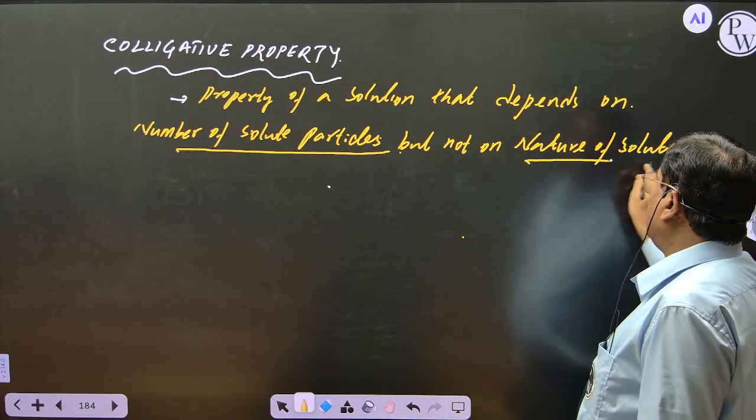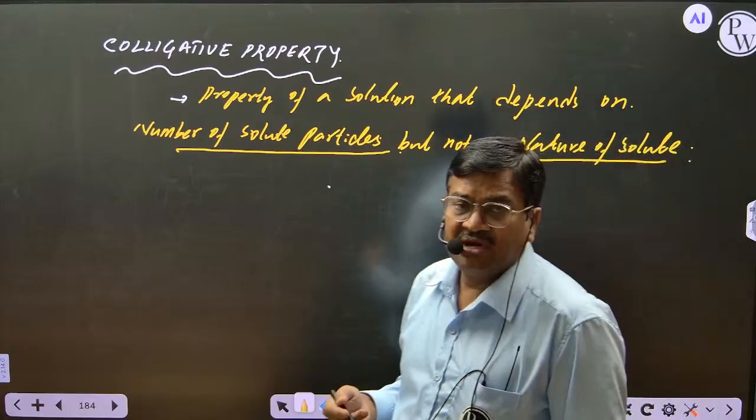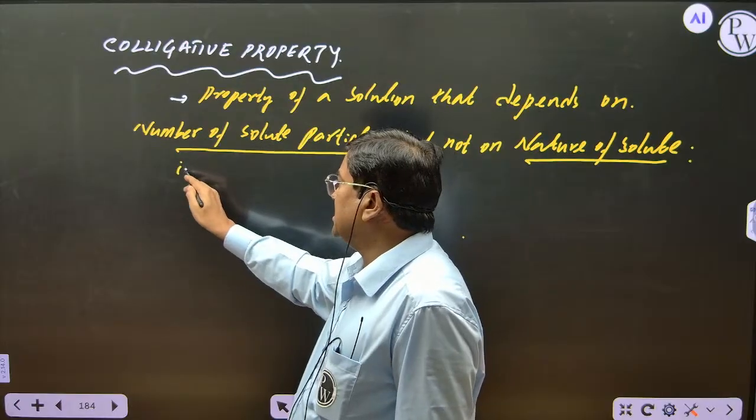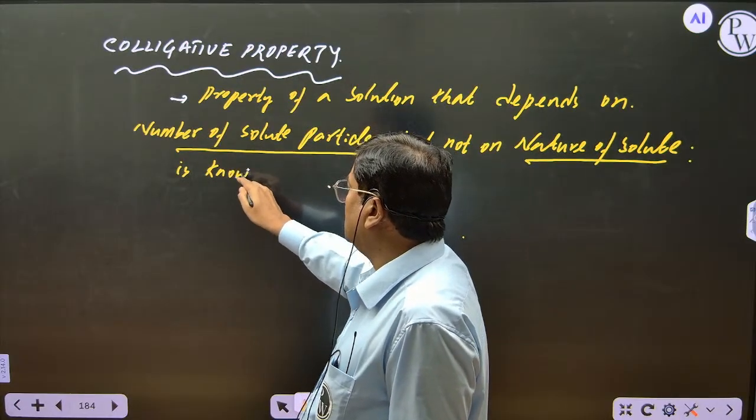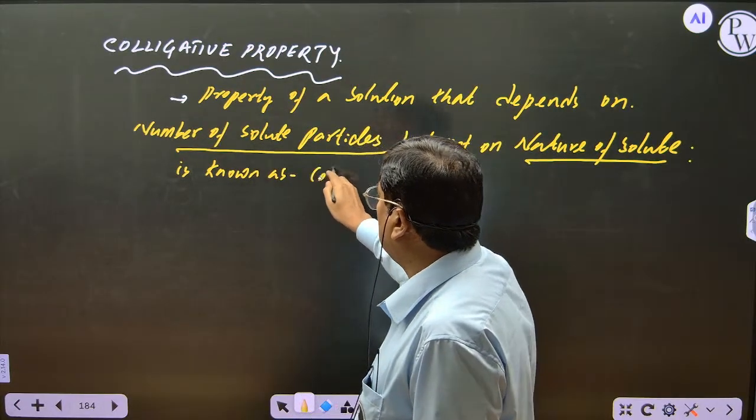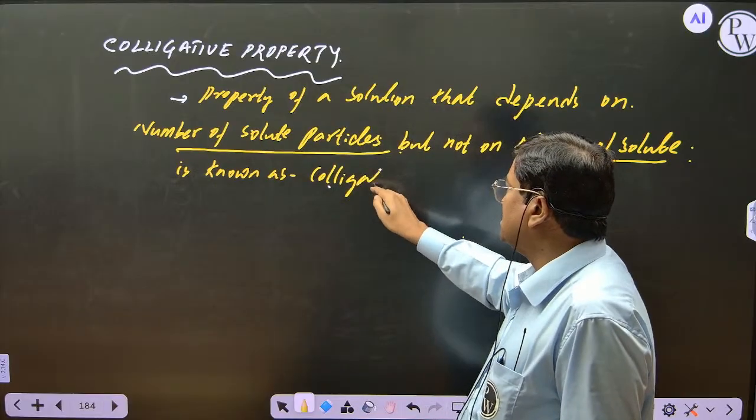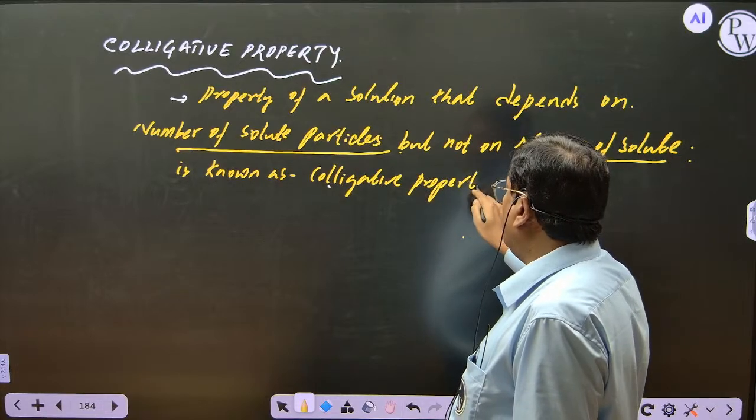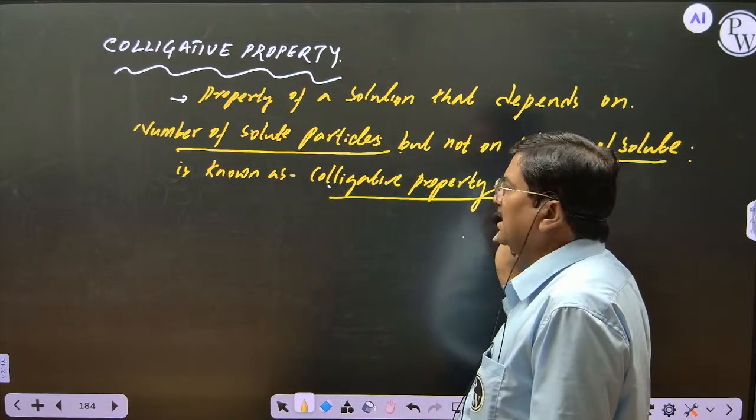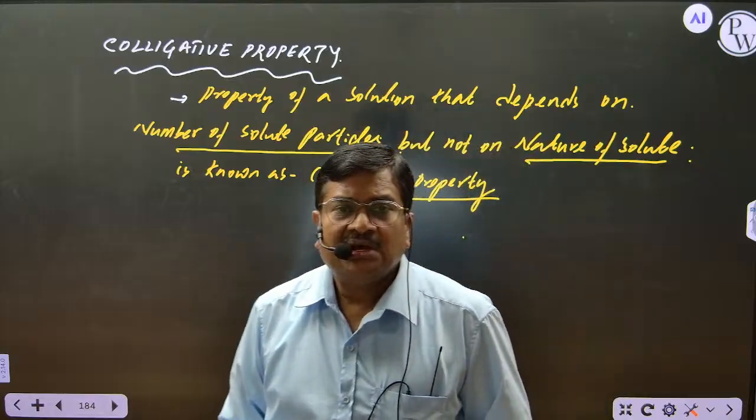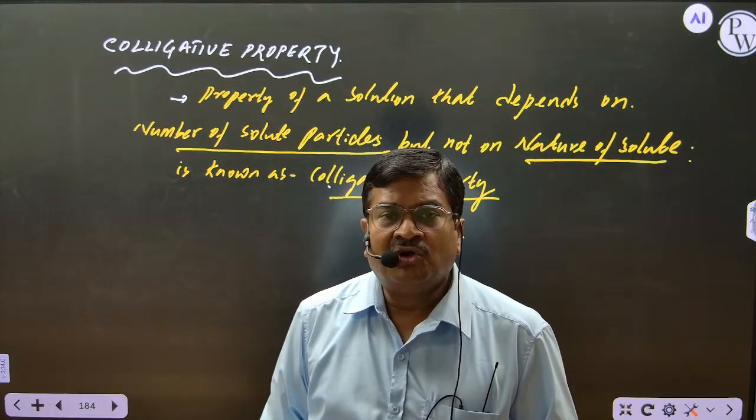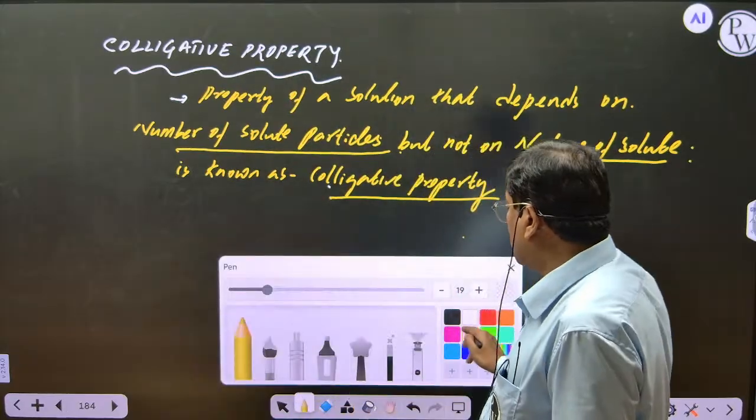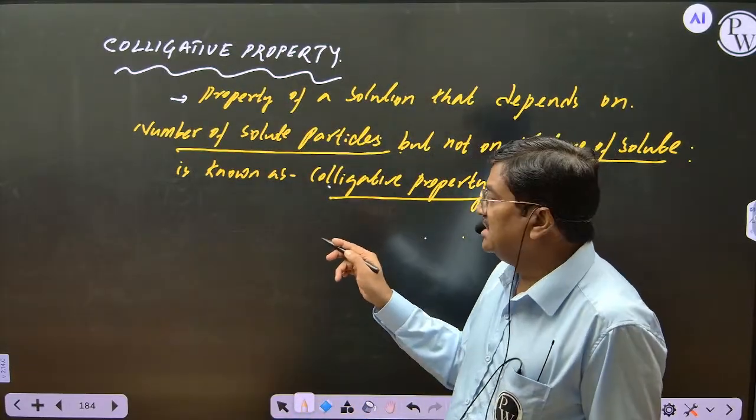So it doesn't depend on the nature of the solute but depends on what? How many solute particles are present. That is known as a colligative property. Understood, students? A property of a solution that depends on the number but not on the nature of solute particles. Now in our syllabus we have 4 colligative properties. What are those 4 colligative properties, important in JEE as well as in NEET?